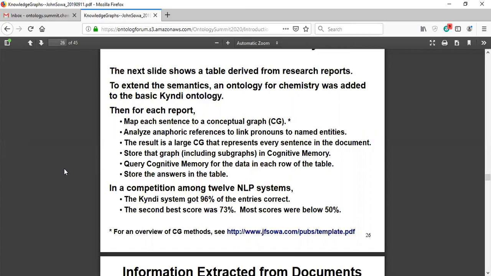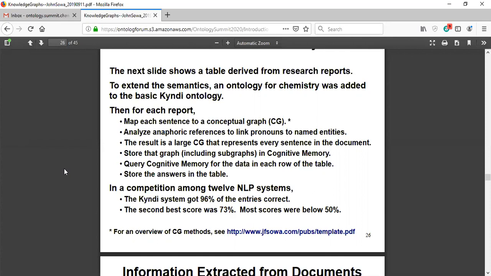And for each report, what the Kyndi technology did, this was with the VivoMind technology, which was folded into Kyndi, was map each sentence to a conceptual graph, analyze the anaphoric references, that's all the pronouns and named entities linked together, and derive a large conceptual graph that represents every sentence in the entire document. Store the graph in a form in which all of its subgraphs could also be accessed and indexed. So this was a huge graph for every sentence in the document. And then allow queries to ask questions about that conceptual graph.